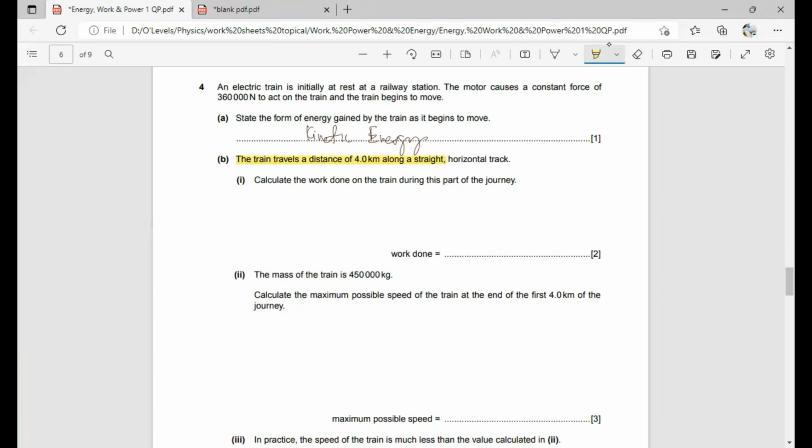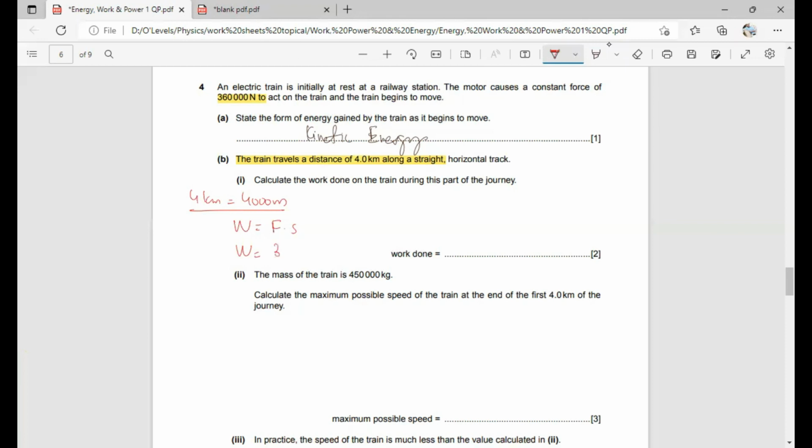Calculate the work done during the journey. Now we have the force here and we have the value in kilometers. So first of all, you have to convert this kilometer into meters. 4 kilometers is equal to 4,000 meters. This is your conversion, and you know work done is equal to force times displacement.